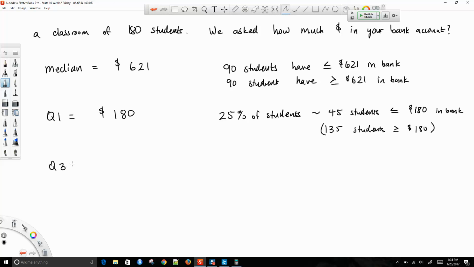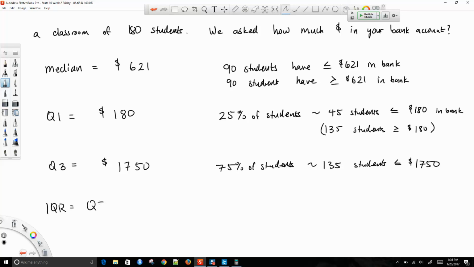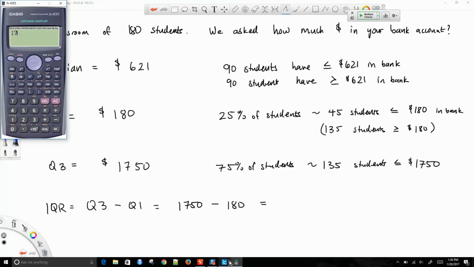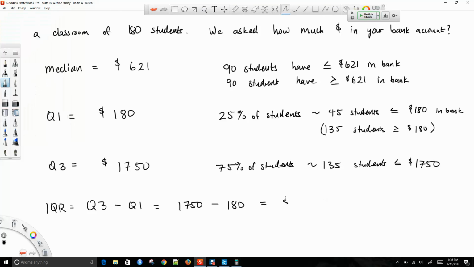And Q3, okay, and generally, anytime you're dealing with money, it's going to be skewed. So Q3 might be something like 1750 or something like that, okay? And so that means 75% of students, so something around 135 students, have less than or equal to 1750, okay? And so in this case, our IQR is the difference between Q3 and Q1. And we would do 1750 minus 180, and we would have 1570. So the IQR is 1570.